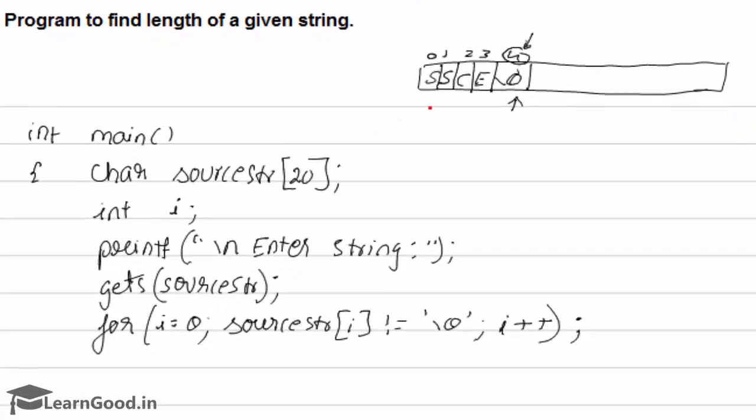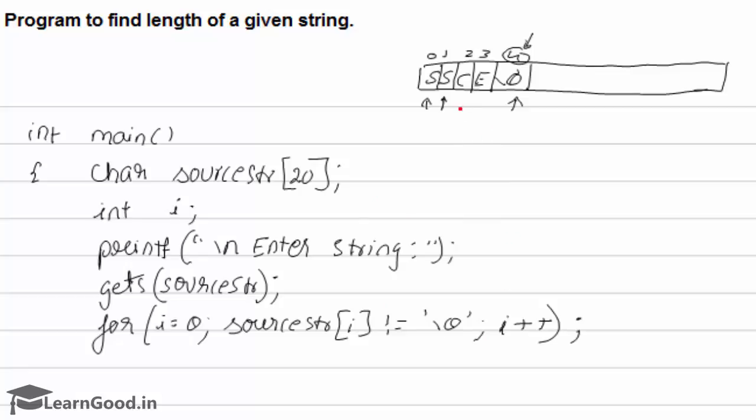The i value is going to be 0 the first time. i value is 0, it comes to expression 2. Source str of i, that is source str of 0, is s, is not equals to \0. The condition is true. Immediately after this expression 2, it goes to expression 3, where the i value is incremented. So the i value is now 1. After 1, it again comes back to expression 2 and checks. Source str of 1 is s. Again s is not equals to \0, true.